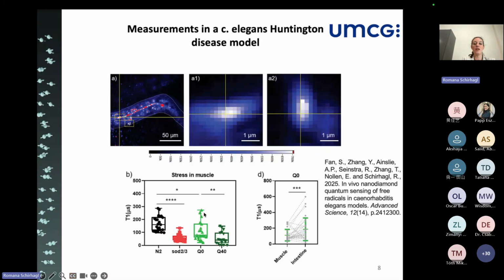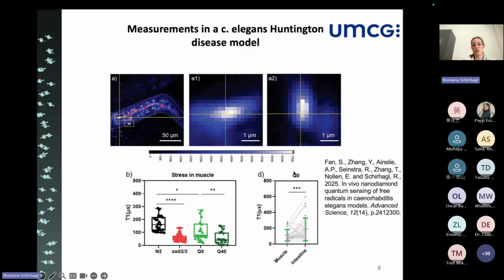And then you can look at the Q0. This is a control where you also have the YFP, the yellow fluorescent protein, but no protein aggregates. And the Q40, this is the experimental group. This is where we have the yellow fluorescent protein to visualize the aggregate, and the protein aggregate, to see what effect they have.